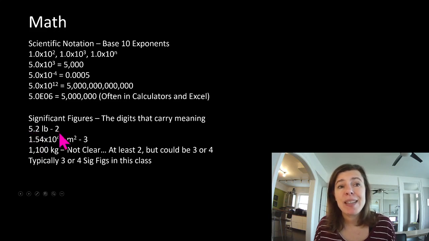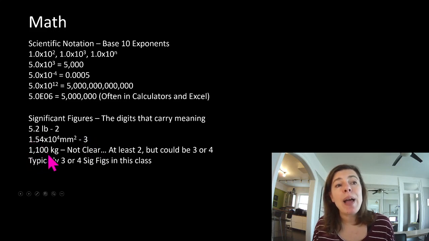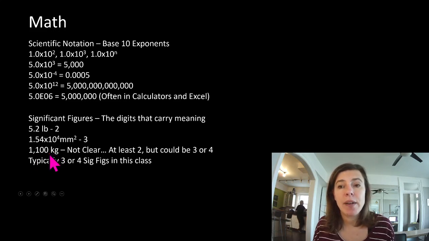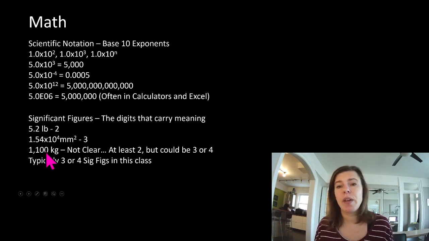5.2 pounds has two significant figures. 1.54 times 10 to the 4 has three significant figures: 1, 2, 3. This 1,100 kilograms, it's not clear. Typically, if we added a decimal place here, that is saying that we have four significant figures, and this would be two. But if this had been a one and a one, we would have had four significant figures. So there's at least two, it could be three or four.